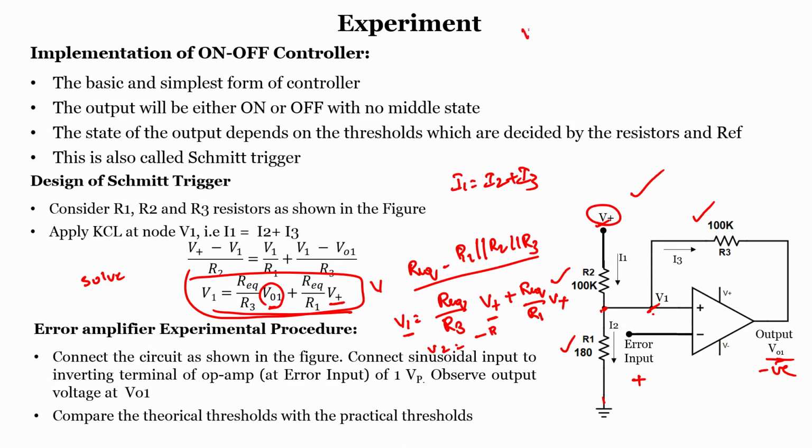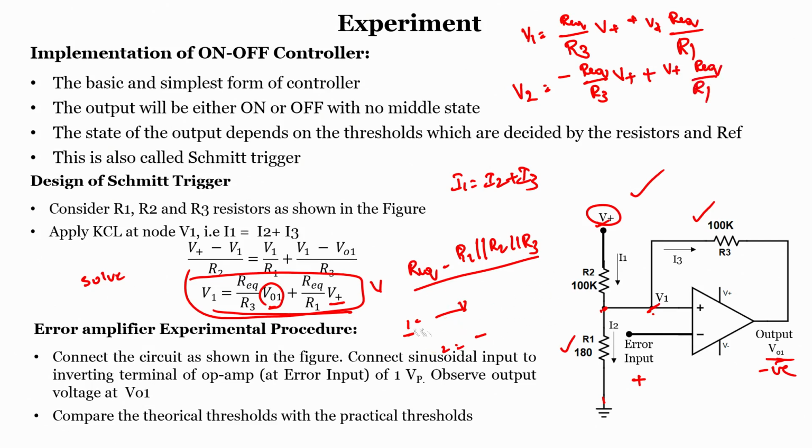So, when I rewrite, the thresholds will be V1 is equal to R equivalent divided by R3 into V plus, plus V plus into R equivalent by R1, and the other threshold is nothing but minus R equivalent by R3 into V plus, or we can say V2, V minus is nothing but minus V plus, plus V plus into R equivalent by R1. So, how do we calculate R equivalent?